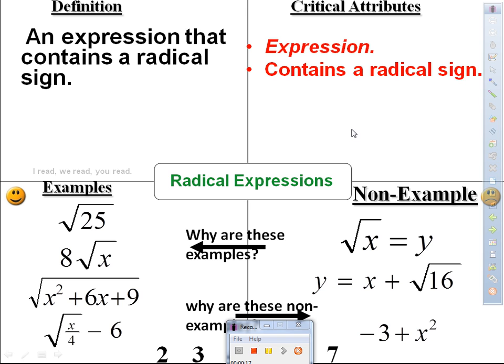Simple steps. 3 steps. Number 1, simplify to lowest terms. Number 2, identify and combine like terms. Number 3, simplify.